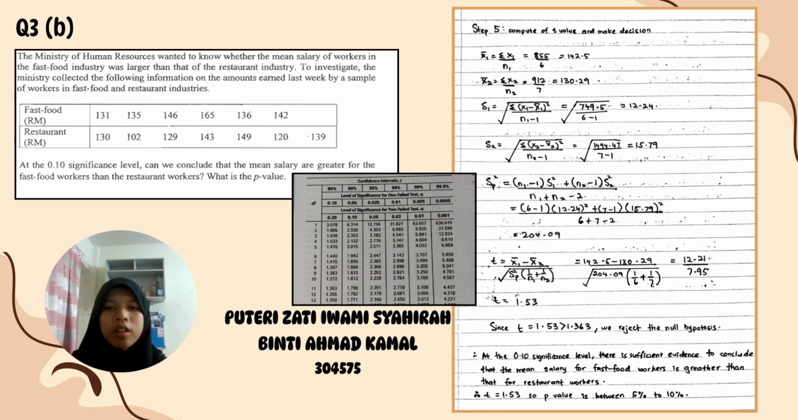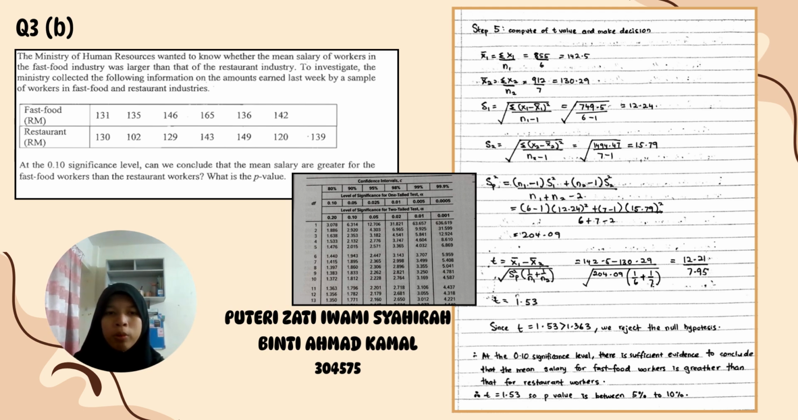Next, we find the standard deviation 1. The formula is the square root of the sum of x1 minus x bar 1 squared divided by n1 minus 1, which is the square root of 749.5 divided by 6 minus 1, which equals 12.24. For standard deviation 2, the formula is the square root of the sum of x2 minus x bar 2 squared divided by n2 minus 1, which is the square root of 1494.47 divided by 7 minus 1, equal to 15.79.